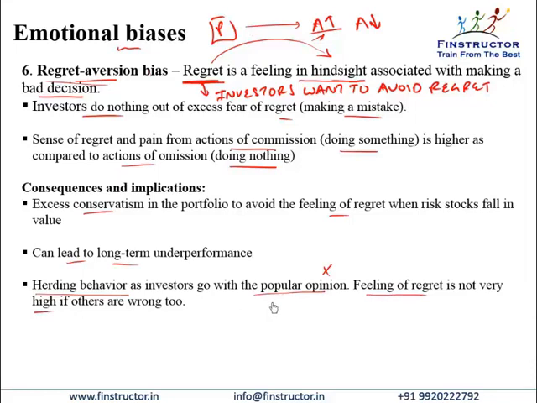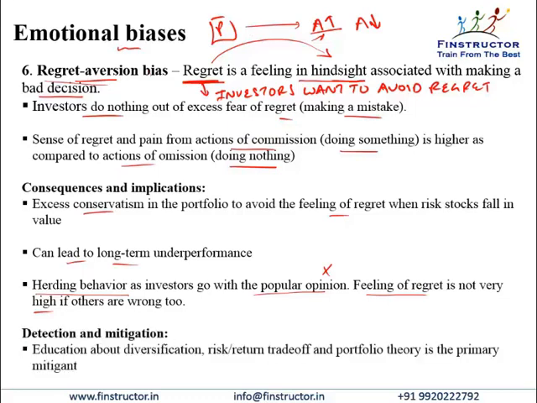However, if you went out of the way and you bought a stock that nobody else liked and then that stock goes wrong or goes down, then the feeling of regret is much higher, as you're the only one who's made the mistake despite everybody telling you otherwise. Again, an emotional bias, so tough to mitigate, but education about diversification, risk-return trade-off, and portfolio theory is the primary mitigant.